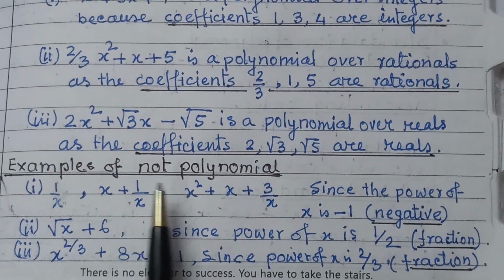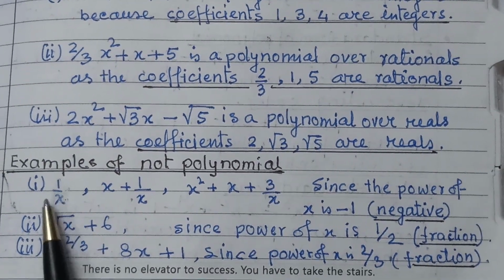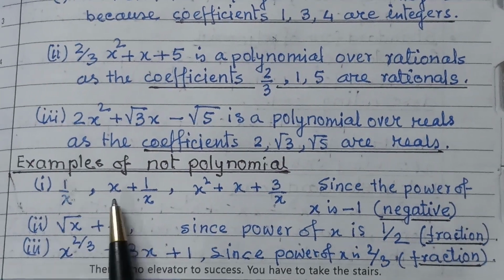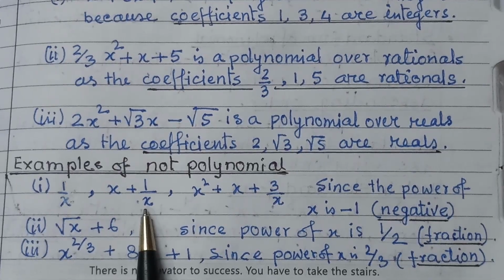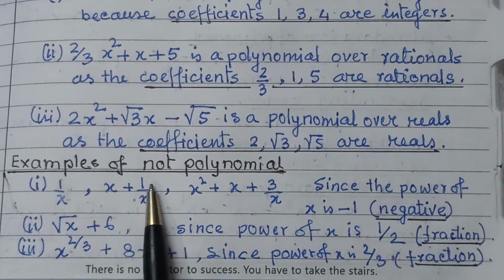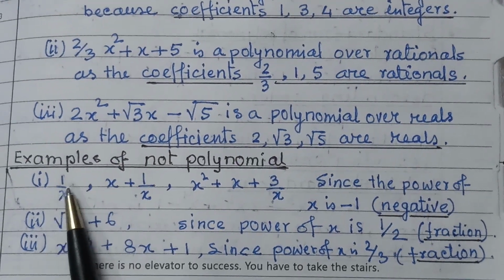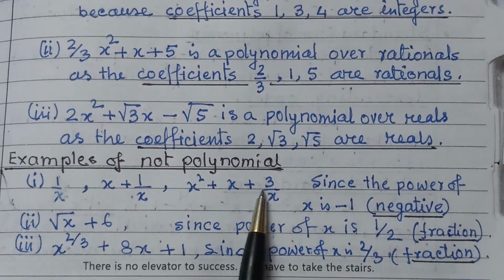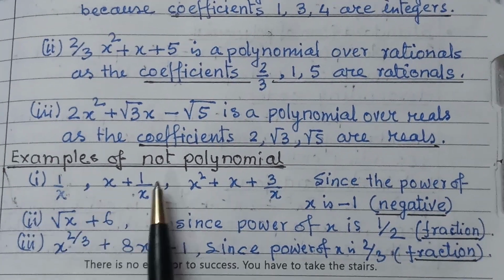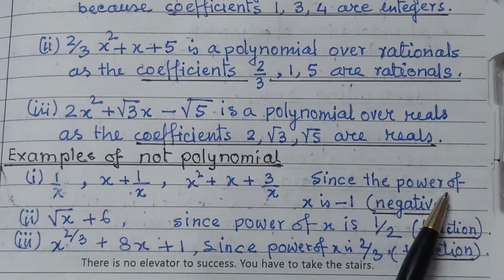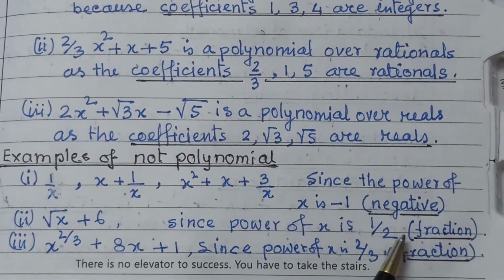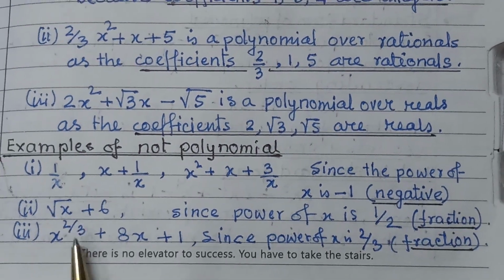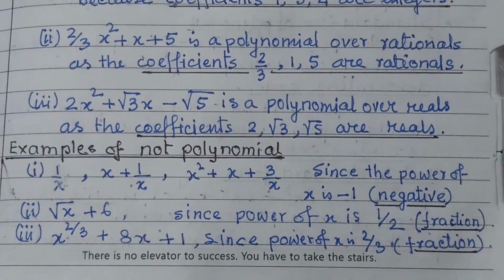Now examples of non-polynomials. 1 upon x means x to the power minus 1. ax plus 1 upon x, that is ax plus x to the power minus 1. Where the exponents are negative, it is not a polynomial. Since the powers are negative or fractions, these are not polynomials.